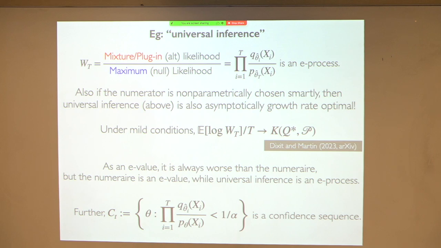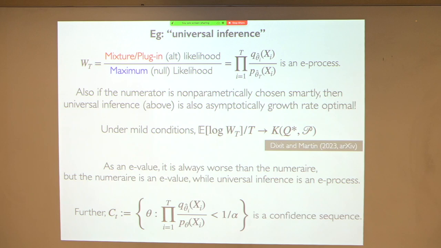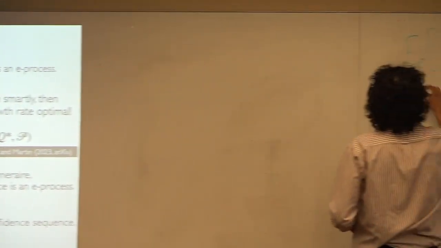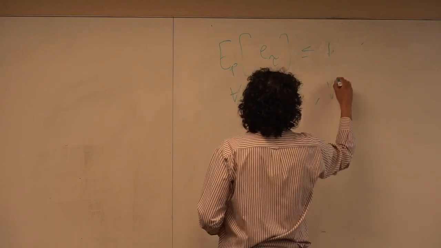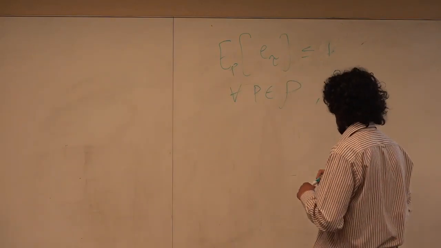If you missed some of the earlier talks, this is an example of an E process you can keep in your mind. It's an abstract definition, and if you wanted an example of that abstract definition, remember the definition was the expected value of E_tau is less than or equal to 1 for all P in my null hypothesis and for all stopping times tau. So that's the definition of an E process.